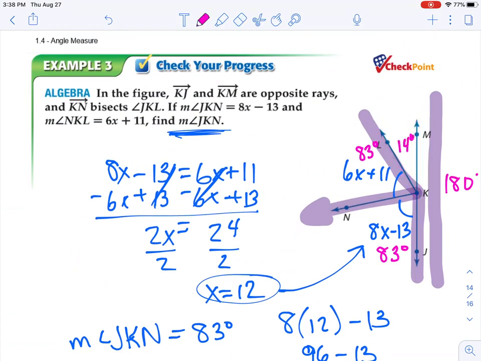So that's a little bonus. We didn't actually have to do that. You will in the future. But if you can think through that and get that now, that's really awesome.